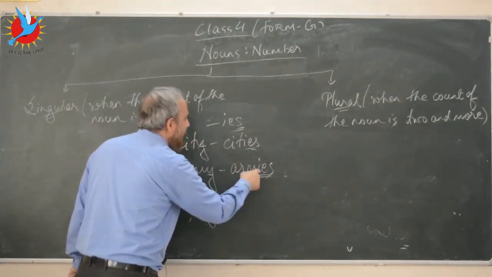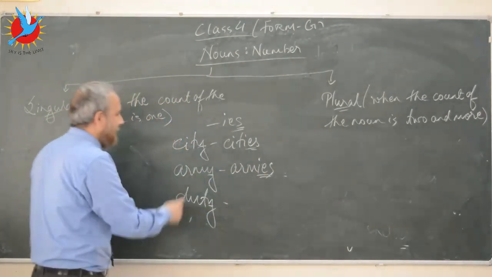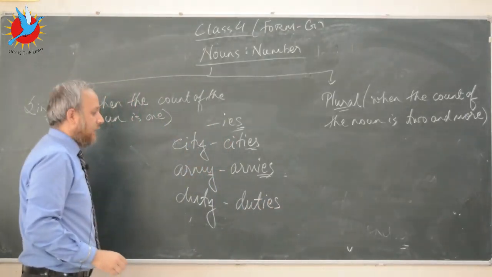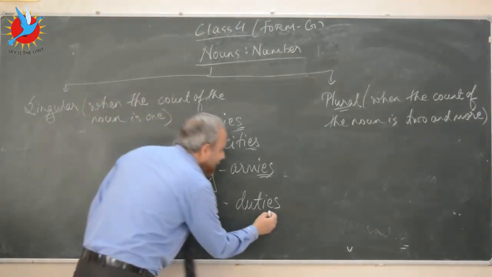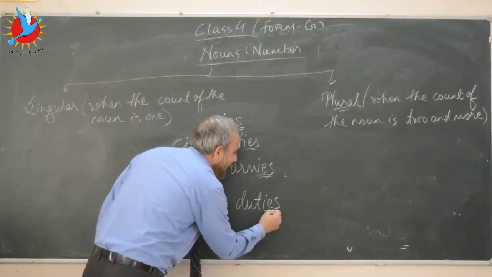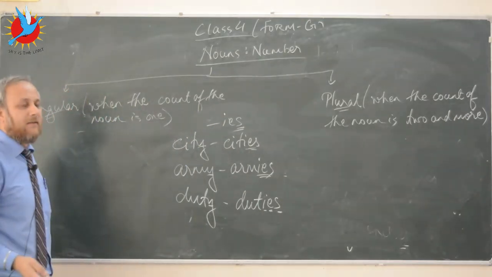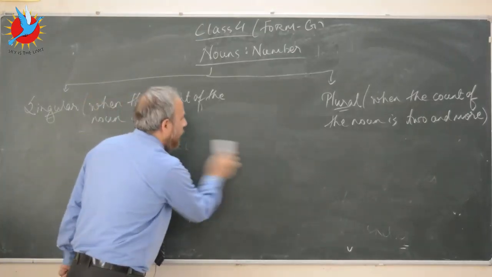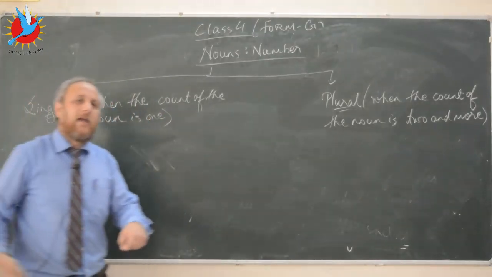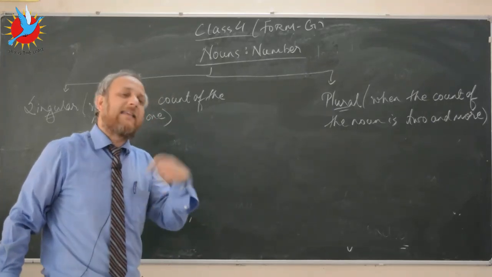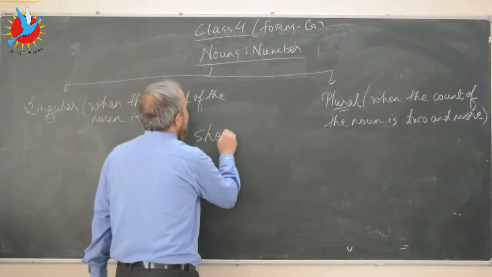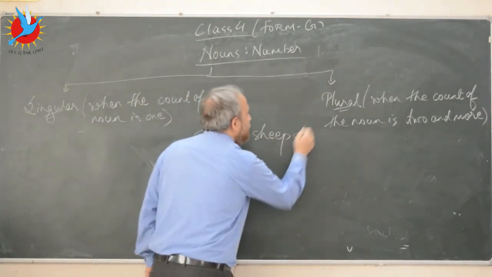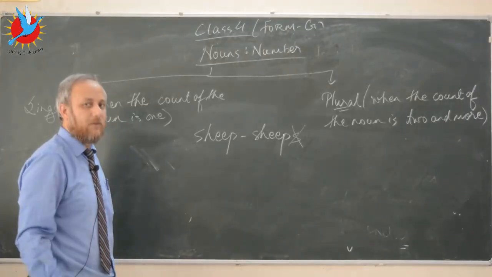I've used the letters I, E, and S. Duty will become DUTIES. So I've removed the letter Y and I've added the letters I, E, and S. And there are some nouns that have the same singular form and the same plural form. For example, sheep is sheep only. There's no word called sheeps in the English language. Just please do remember that.